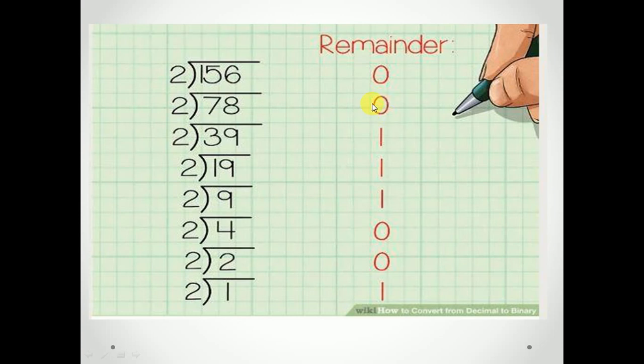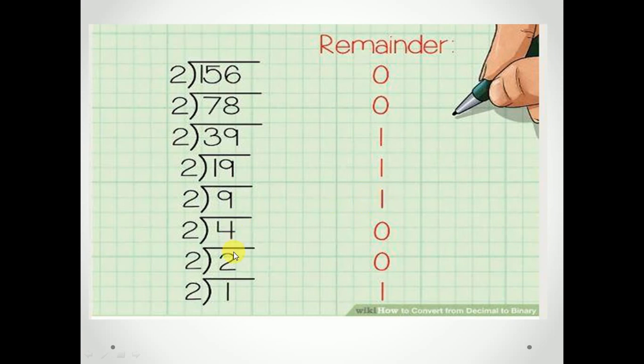Next step, again 39 divided by 2 will come as 19, and one is remaining, so this remainder is noted here. Got it? Same, 19 divided by 2 will come as 9, and the remainder is 1. Similarly, 9 divided by 2 is 4, and the remainder is again 1.